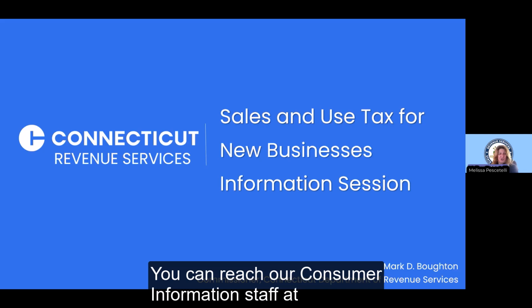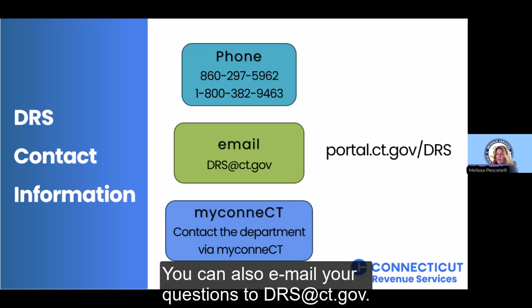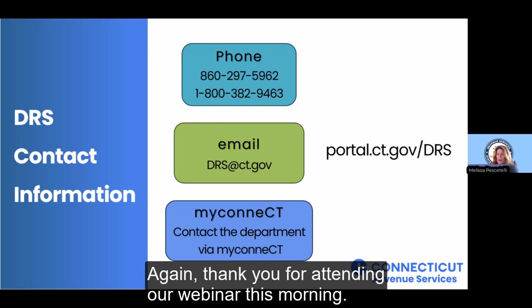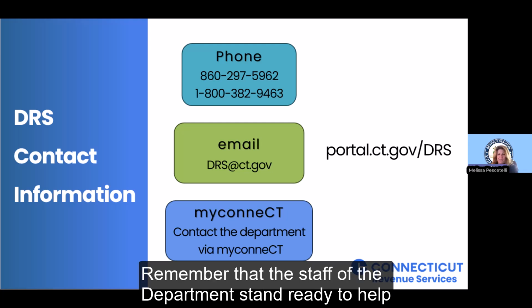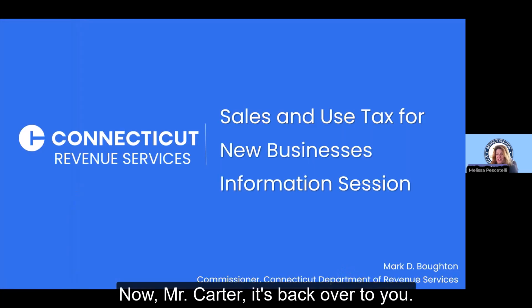You can reach our consumer information staff at 860-297-5962 or 1-800-382-9463. You can also email your questions to drs@ct.gov. Again, thank you for attending our webinar this morning. Remember that the staff of the department stand ready to help and will be an important resource for your success. Now, Mr. Carter, it's back over to you.